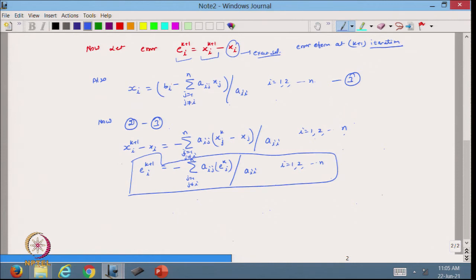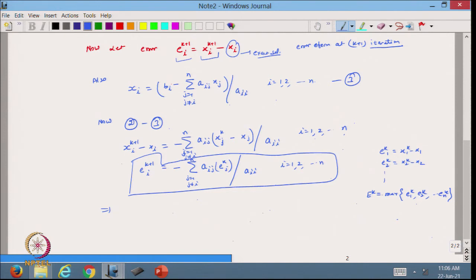Now, you can see that I have E_1^k, that is x_1^k minus x_1, E_2^k, that is x_2^k minus x_2, like this one. So, what I do is that I choose E^k, that is the maximum of all E_1^k, E_2^k up to E_n^k. So, I just take the maximum in this case.